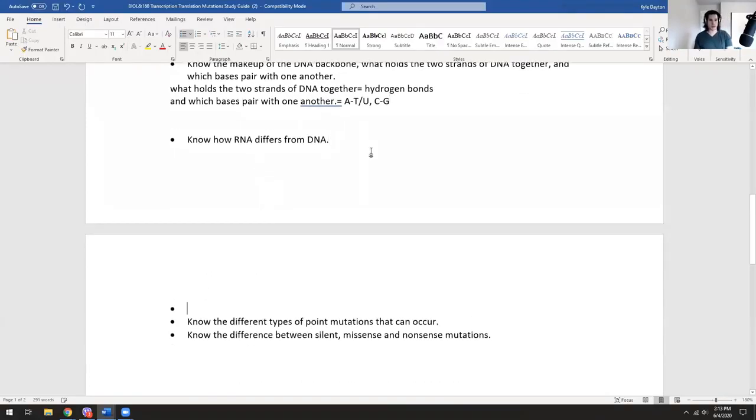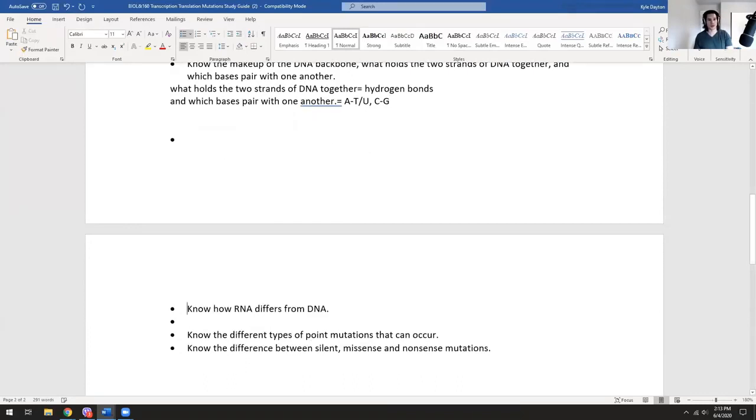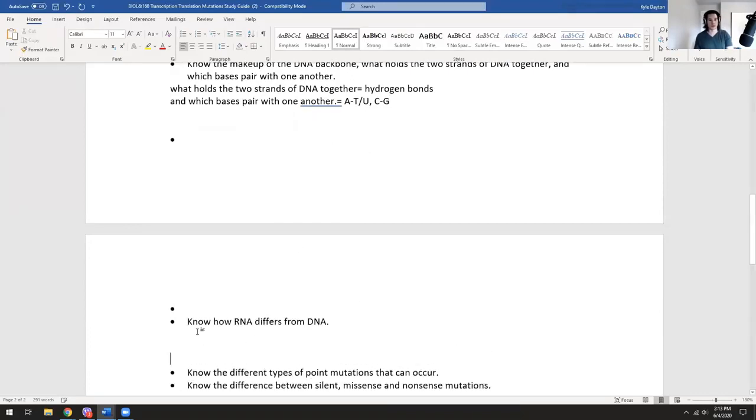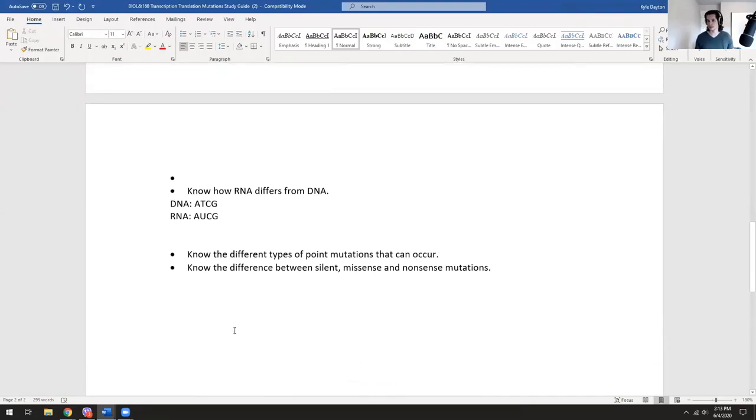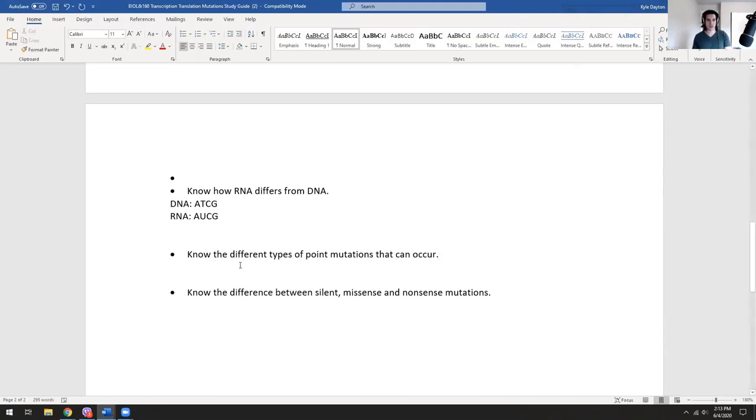Know how RNA differs from DNA. I think the main thing I want you guys to know is DNA is going to have A, T, C, and G, and then RNA is going to have A, U, C, and G. I'm not going to have you guys get into the nitty-gritty of the difference in the molecular structure of them. Just know functionally how they're different. Know the different types of point mutations that can occur, and then know the difference between silent, missense, and nonsense mutations.